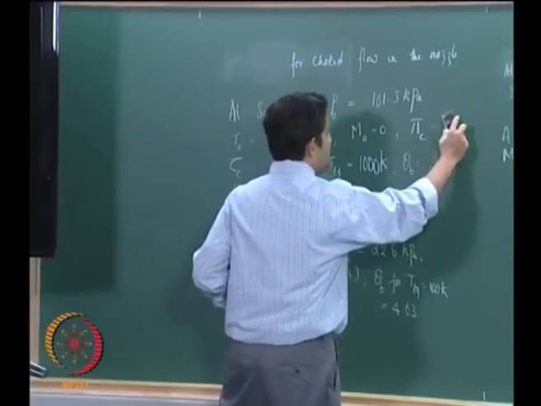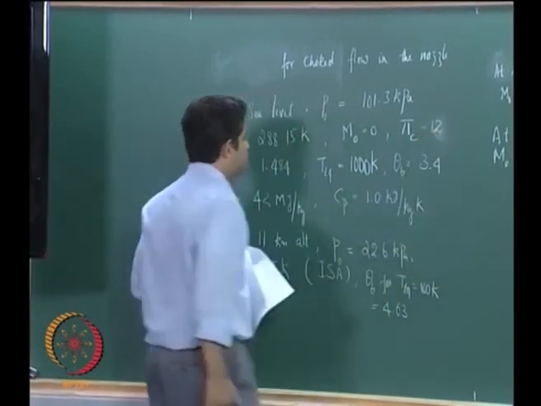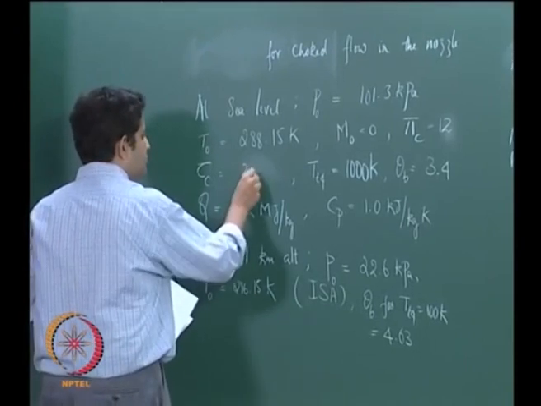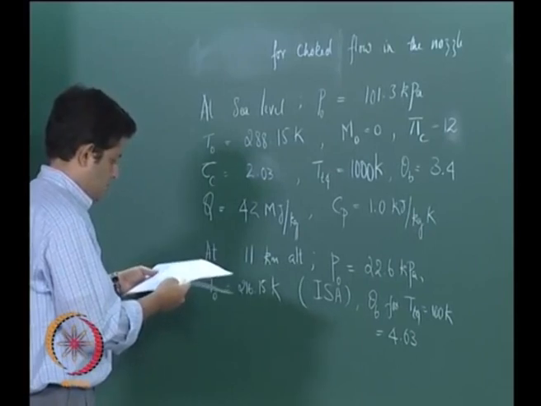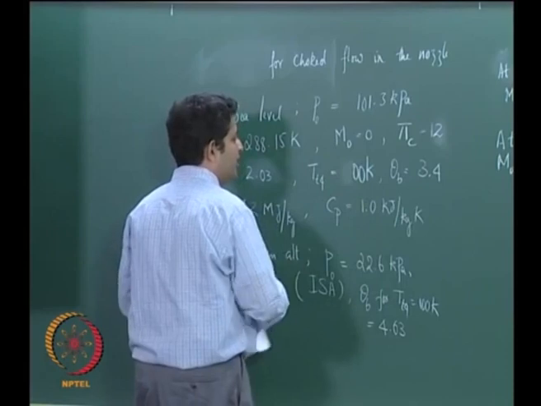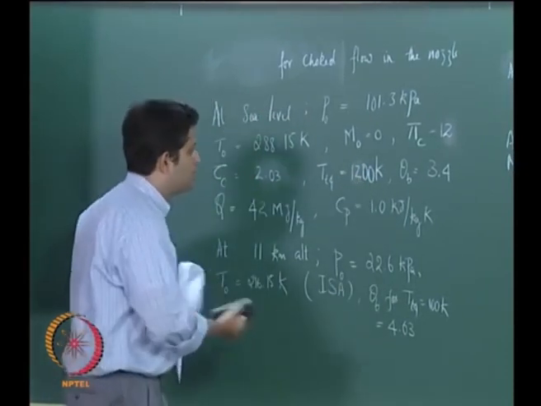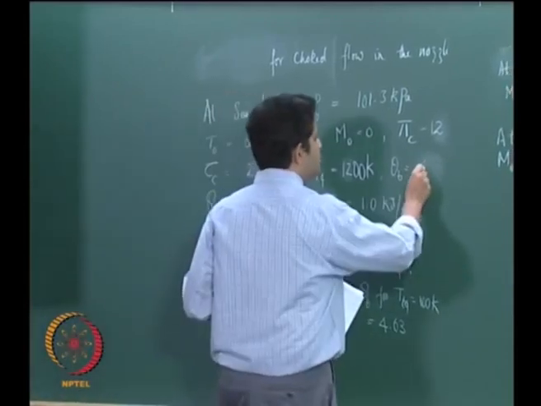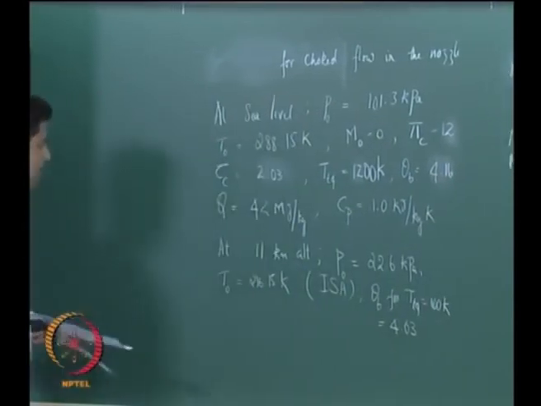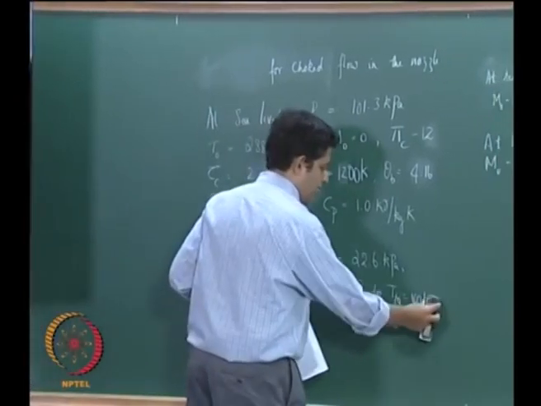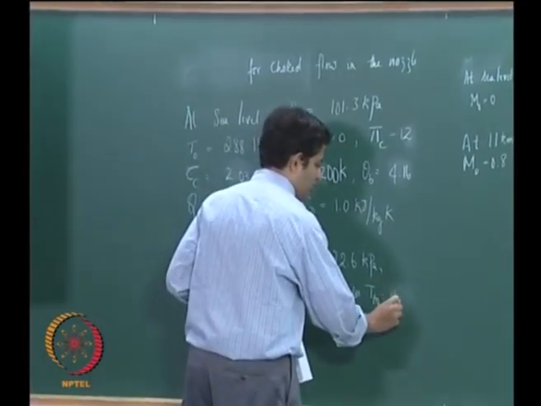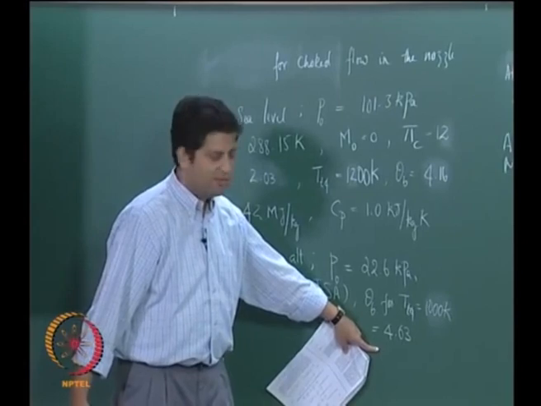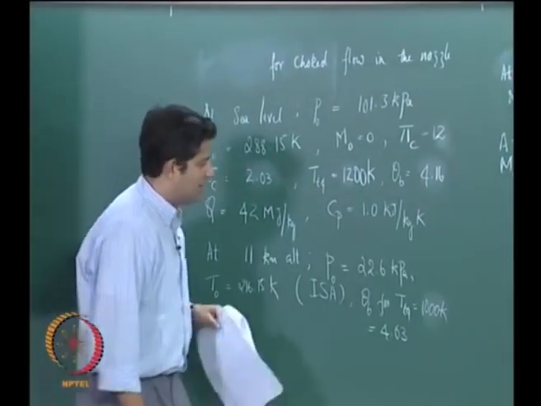Now here we will assume a slightly larger compression ratio of around 12, which means that tau c would also go up. It would be this much. We can also increase the turbine inlet temperature. And this means theta b will go up to 1000 Kelvin here, it was 1000 Kelvin earlier, and that makes it 4.63, okay. And that is why we saw that change in ISP or SFC.